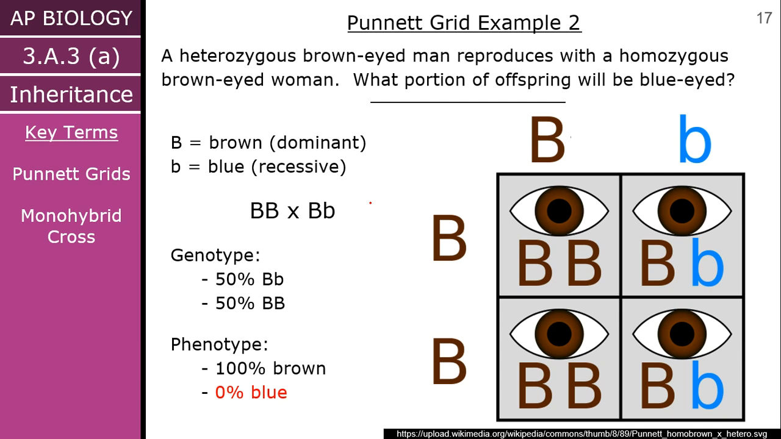You can do the same thing with brown eyes. So just take a quick second to kind of analyze this Punnett square, figure out what it's trying to tell you.